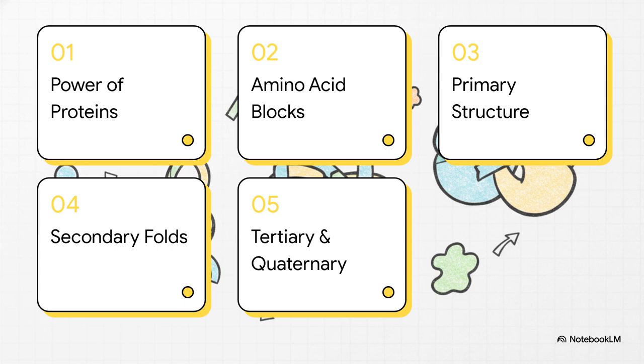1. The power of proteins. 2. Amino acids, building blocks. 3. Primary structure and backbone. 4. Secondary structure, folds. And finally, 5. Tertiary and quaternary assemblies. We'll be moving from the simplest building blocks all the way up to complex 3D structures.